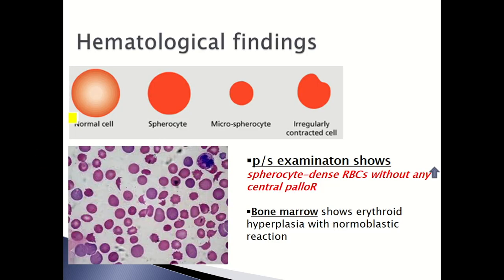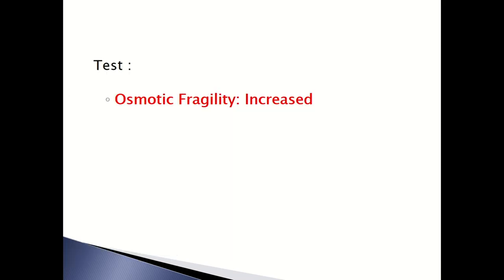So this is a normal RBC, this is a spherocyte, right? So there is no pallor at all. You can see this is a spherocyte, this is a spherocyte, these are all spherocytic RBCs, right? So no pallor, and that is fully hemoglobinized, right? So dense RBCs without any central pallor. This is how you will find hereditary spherocytosis on peripheral blood picture.